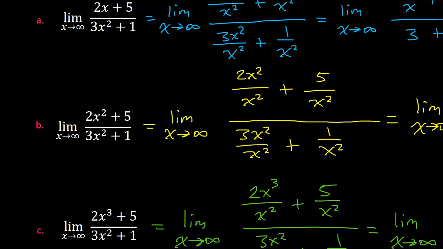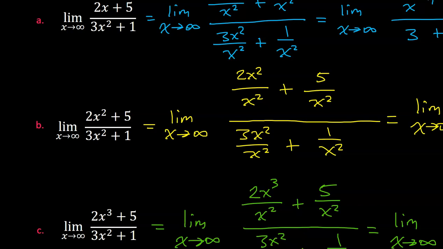For the first expression, the degree of the numerator is less than the degree of the denominator, right? Degree 1 versus degree 2. In part B, the degree of the numerator and the degree of the denominator are the same. They're both degree 2. And in the third one, the degree of the numerator is greater than the degree of the denominator. So that's the key.